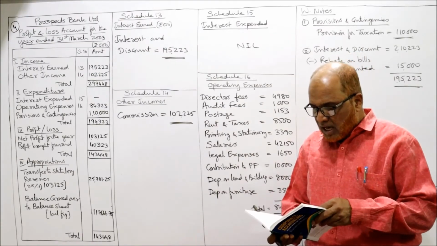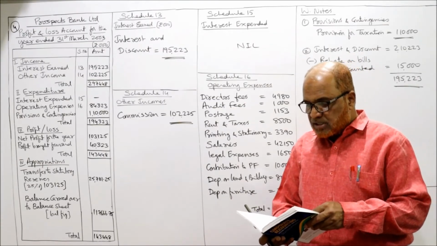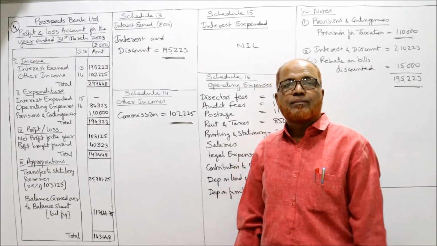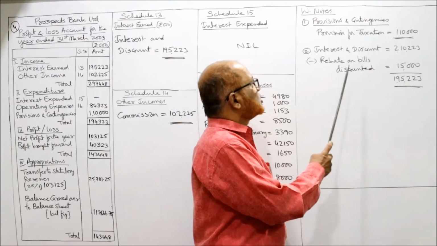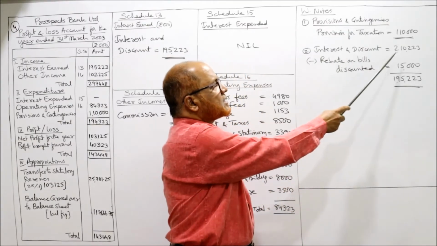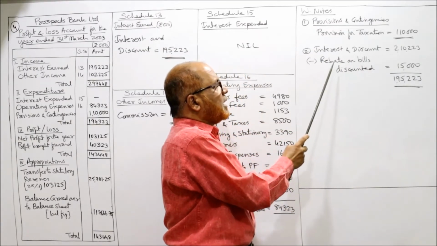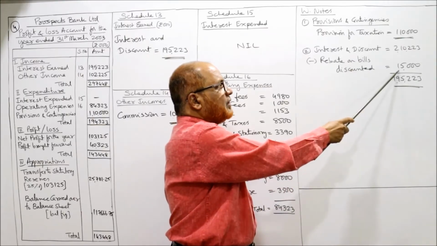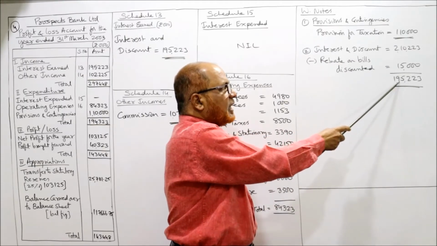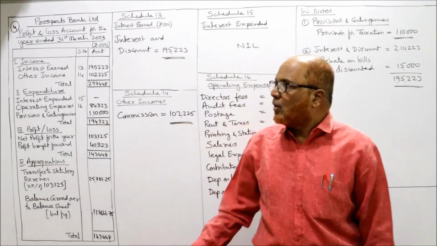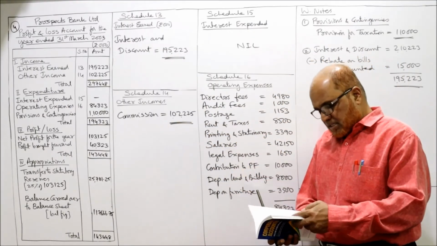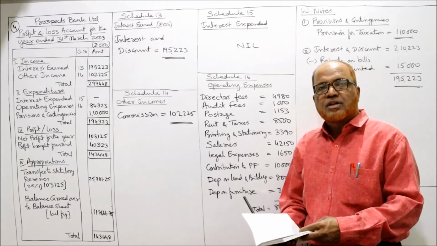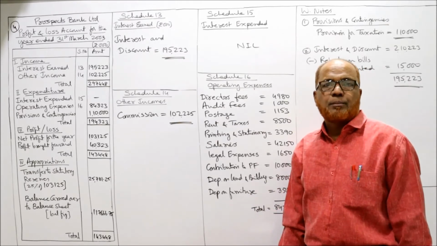Now it is given in the last line. Rebate on bills discounted, 15,000. In the last line of the problem it is given. So in the working note, interest and discount 2,10,223 minus rebate on bills discounted 15,000. We subtract the rebate: 1,95,223. Now we take 1,95,223 here. Right? Next, commission.